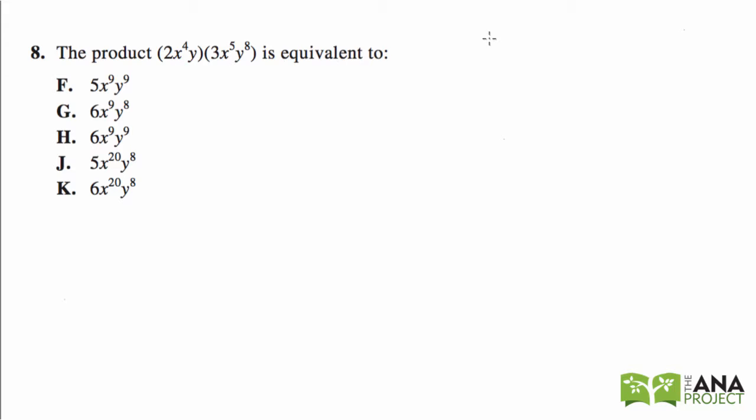So for problems like these, I like to group common things together, like the numbers. So 2 and 3, that'd be 2 times 3. Then let's group like variables: x to the 4th times x to the 5th. And then the y's. y is the same thing as y to the 1st, then y to the 8th.